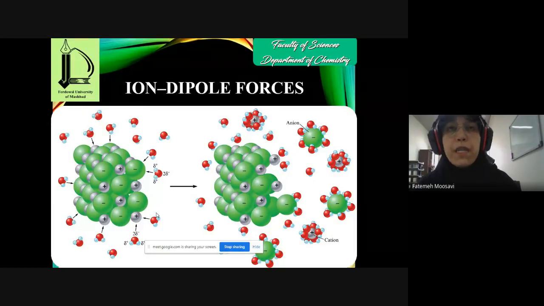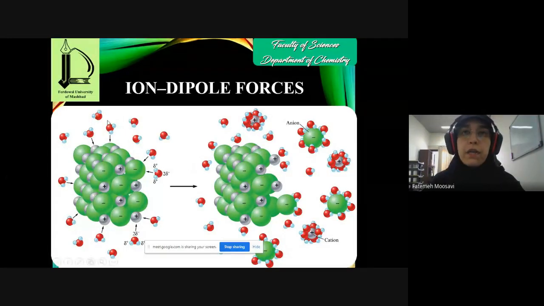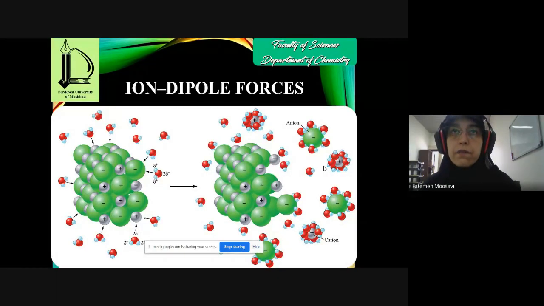Ion-dipole interactions are observed when an ionic solid is added to water. A number of water molecules, as you see, surround each ion and progressively dissolve it. Partial charges of the molecule, I mean solvent molecule, replace the charges of the ions that are in the neighboring of the ion in solid. So ions slip into the solution with little change of energy. Polar water molecules interact with the positive and negative ions of a salt and the dissolving process observed.